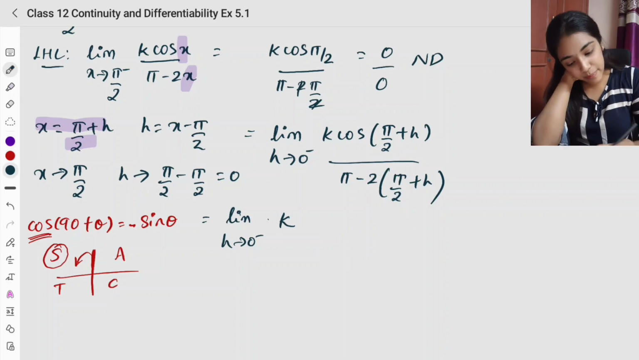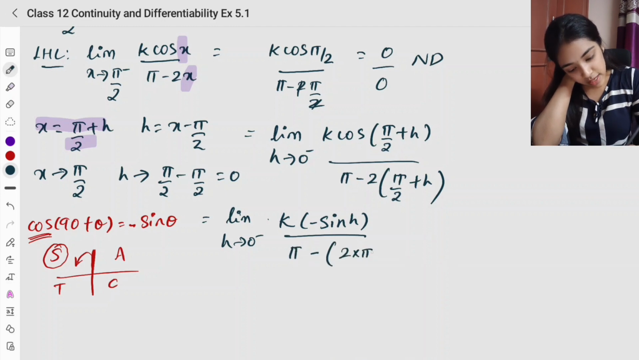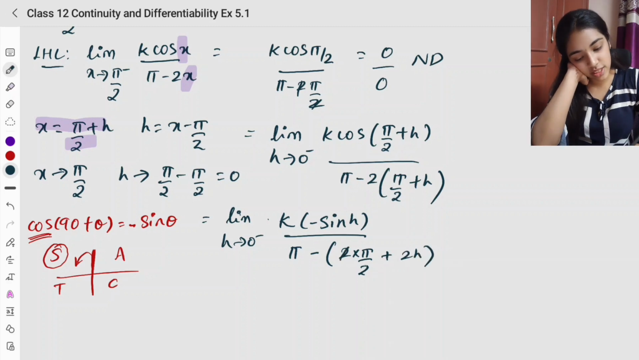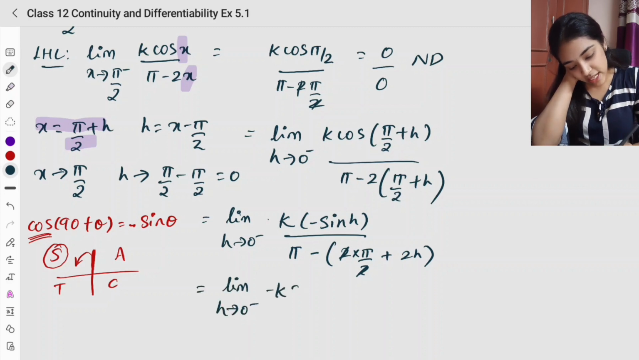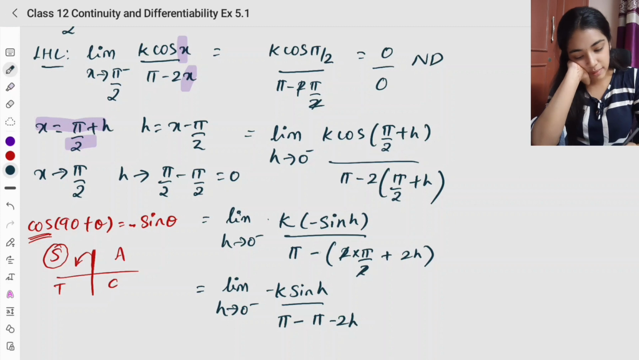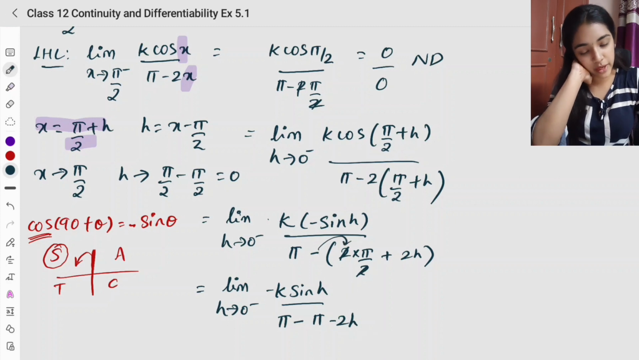So cos of 90 plus h, pi by 2 plus h, is going to become minus sin h divided by, in the place of pi minus, I'm going to multiply the 2 inside. So I'm going to have 2 times pi by 2 plus 2h. The minus is still outside the bracket. So this gets cancelled. Now I'm going to open the bracket. So I have limit h tends to 0 minus of minus k into sin h divided by pi minus 2h. When I open the bracket, the minus goes inside. So I have minus pi minus 2h.